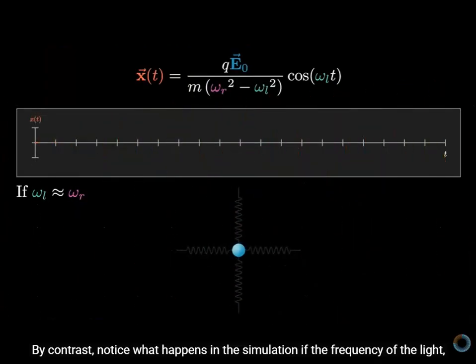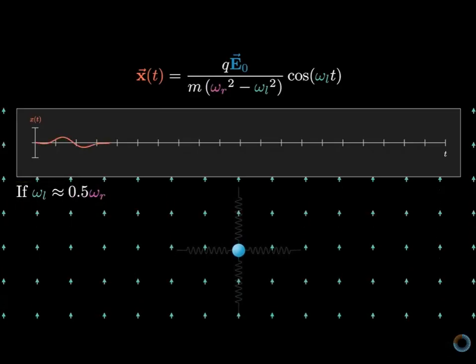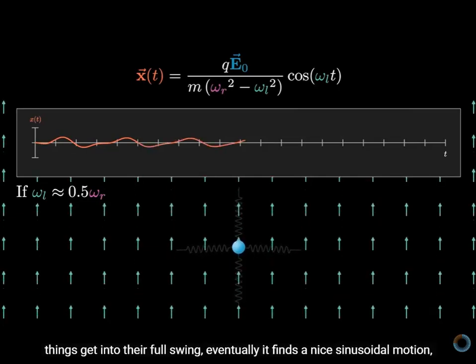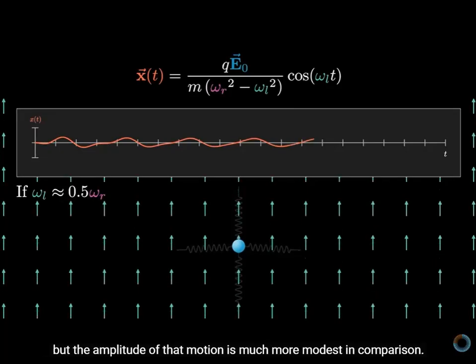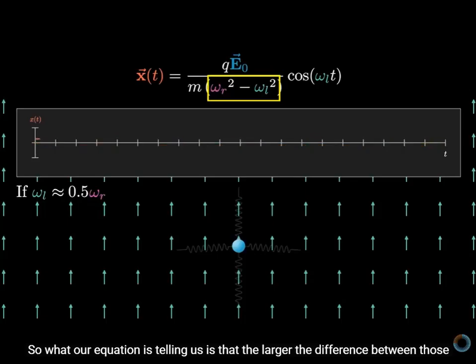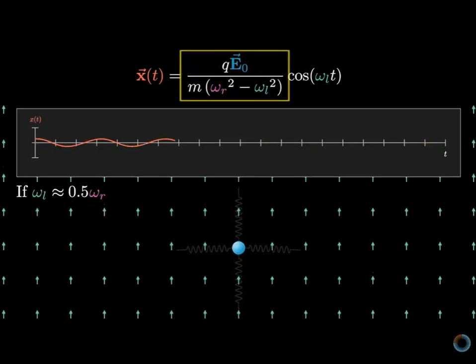By contrast, notice what happens in the simulation if the frequency of the light, omega sub L, is something much smaller than the resonant frequency. For this particular simulation, it takes a little bit of a moment before things get into their full swing. Eventually, it finds a nice sinusoidal motion, but the amplitude of that motion is much more modest in comparison. So what our equation is telling us is that the larger the difference between those frequencies, the bigger the denominator, so the smaller the overall wiggle to that charge.